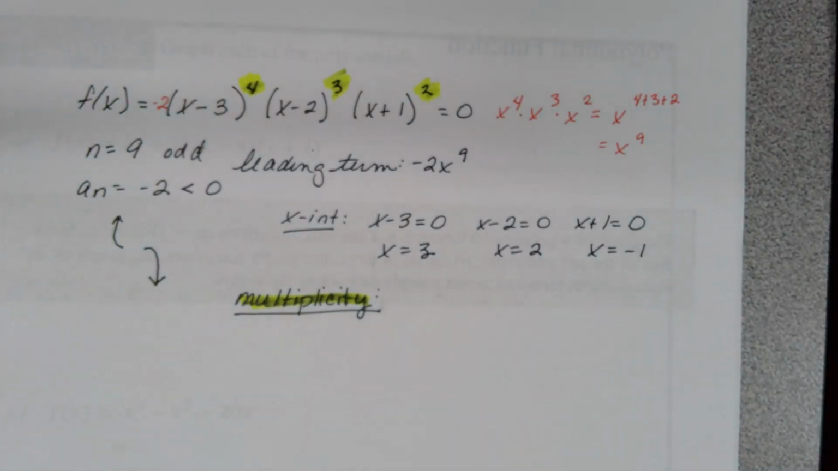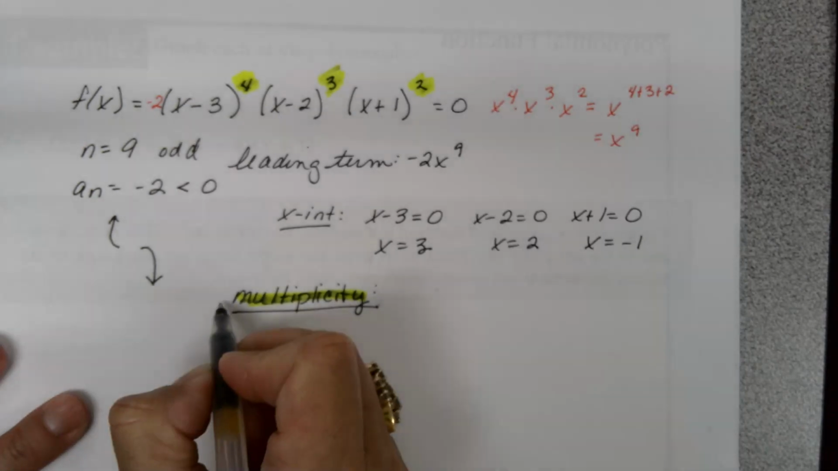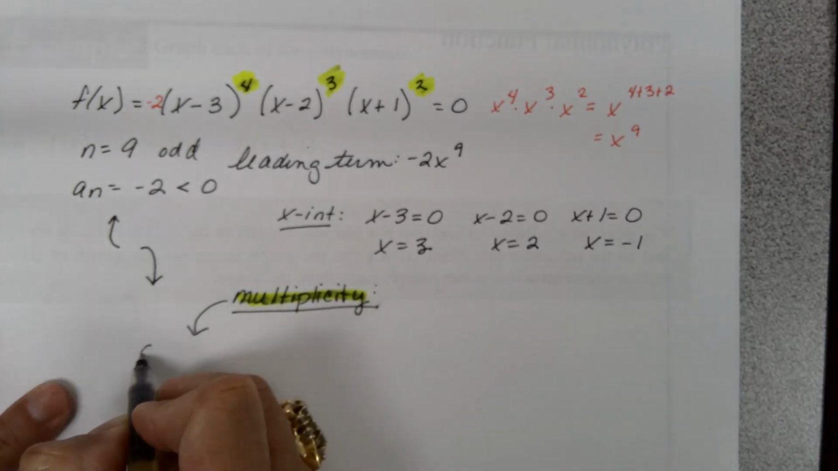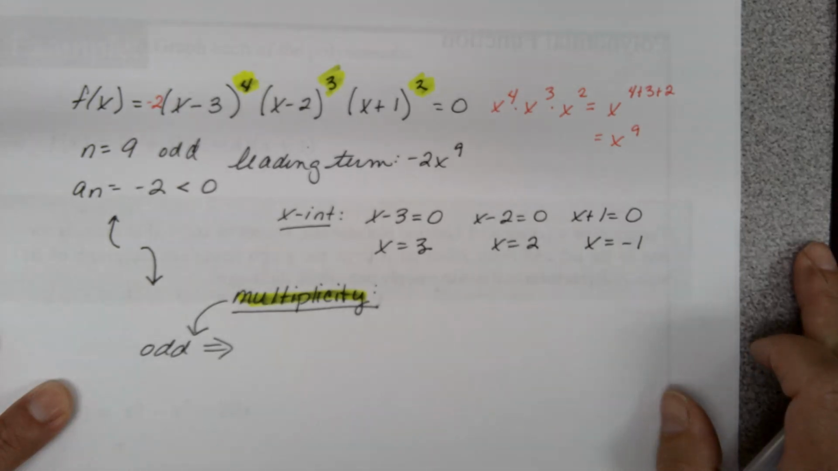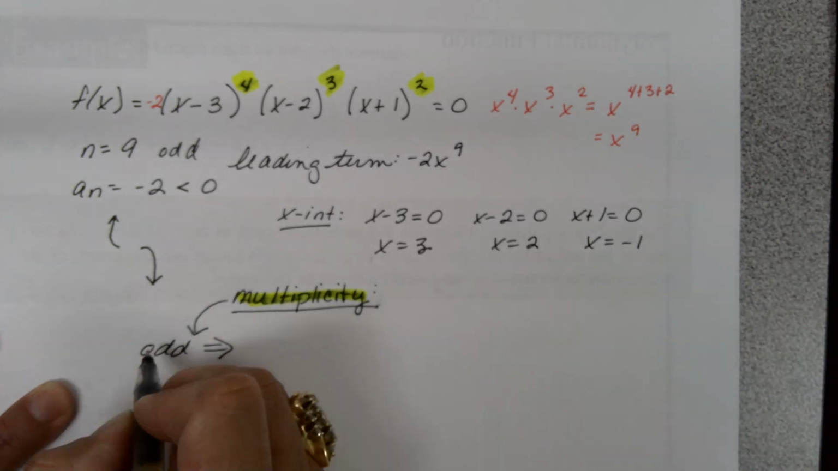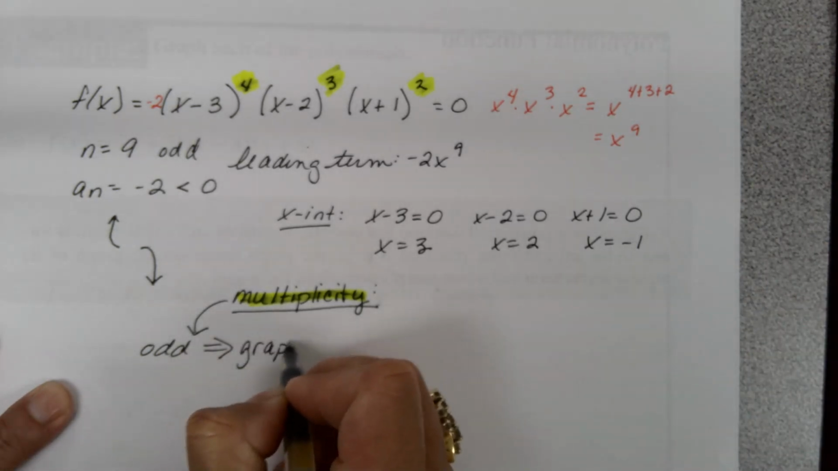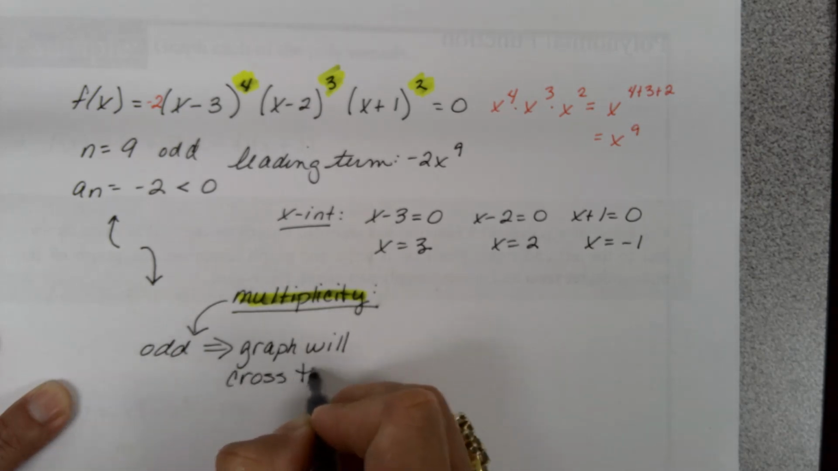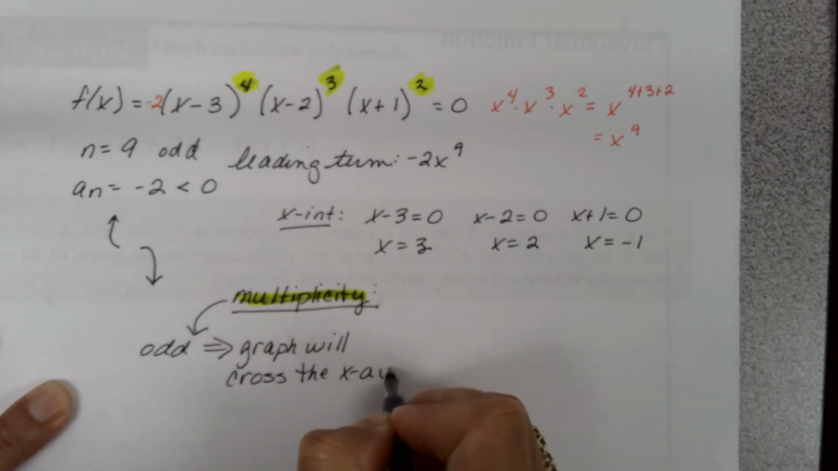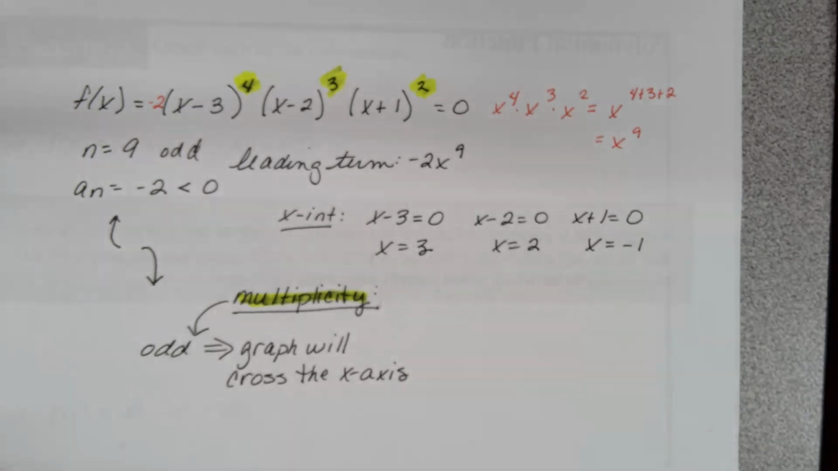Okay? If your multiplicity is odd, does anyone know what happens at that x-intercept? Anybody remember this from another class? It's going to cross. So the graph will cross the x-axis at the corresponding x-intercept.